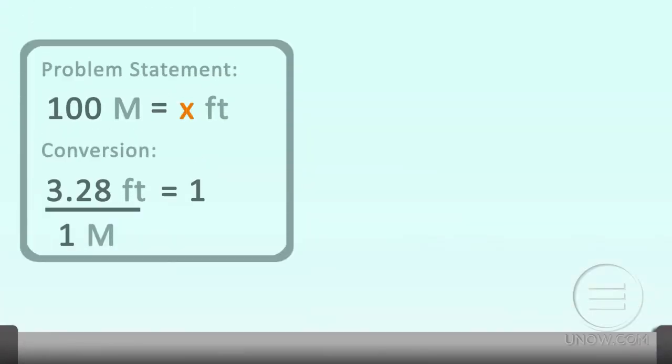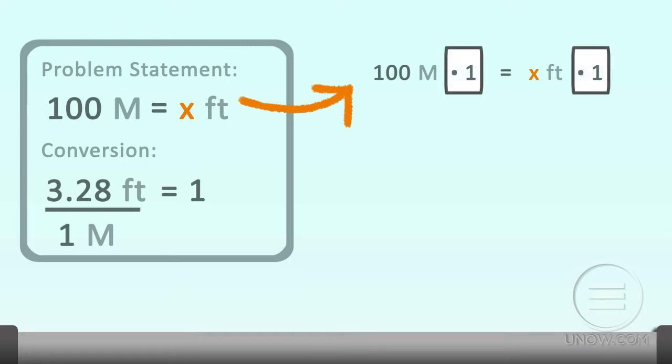So now I've got this equation, and I'm going to be able to use this to do a really neat trick. As 100 meters times 1 equals x feet times 1. What I've done is clearly legal because I've done the same thing to both sides of the equation.